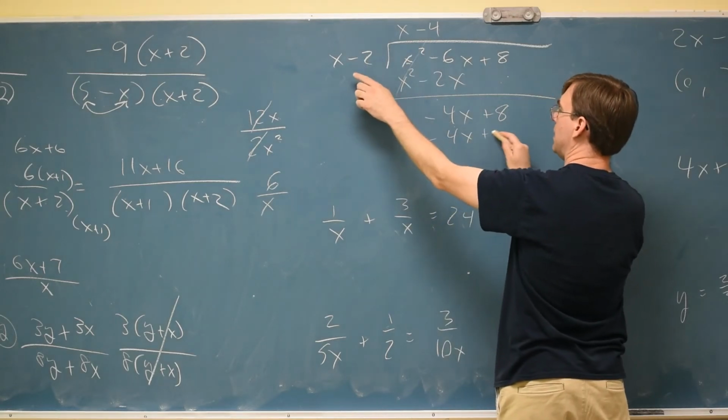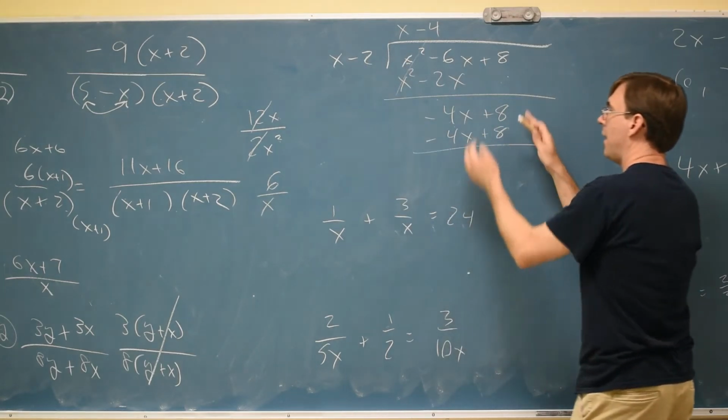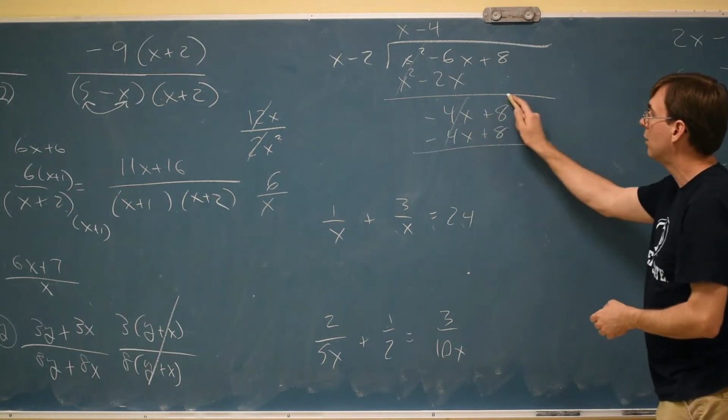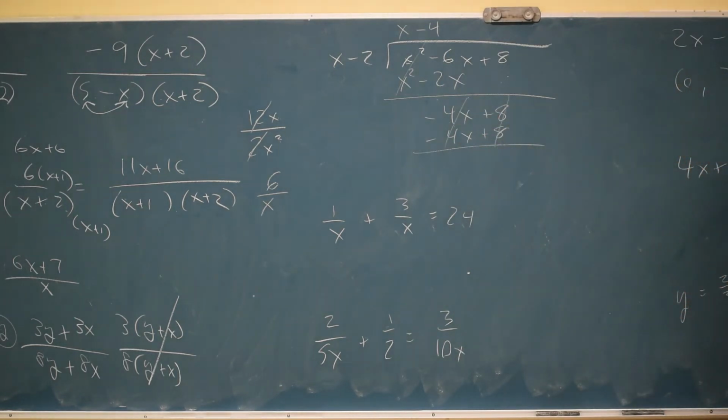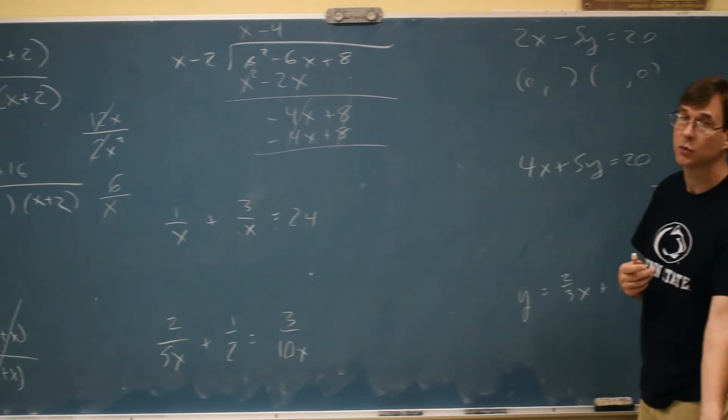-4x plus 8 when we multiply. And then we look to subtract, and we kill off both of those terms. And there is no remainder. Sometimes there is a remainder. This one there is not.